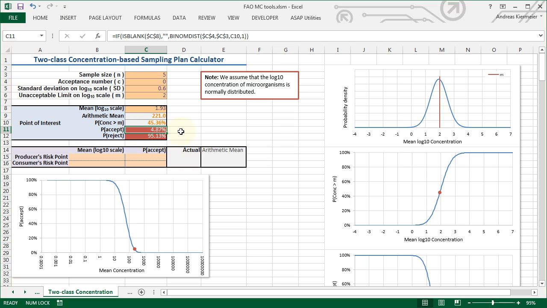So you could use this calculator to evaluate the effects of a sampling plan in relation to the mean concentration for any particular process or situation, provided you have an understanding of the variability in the food product that you are sampling and testing.